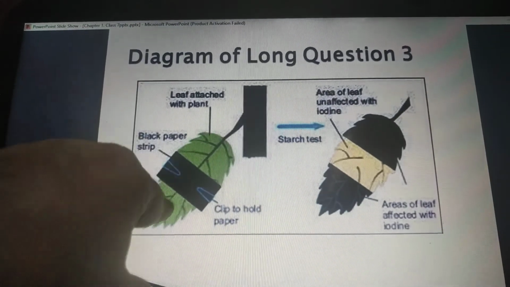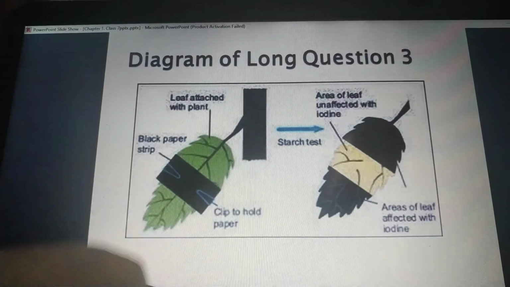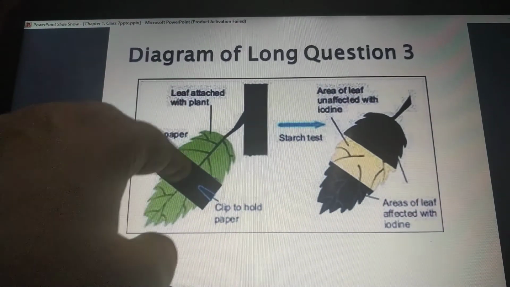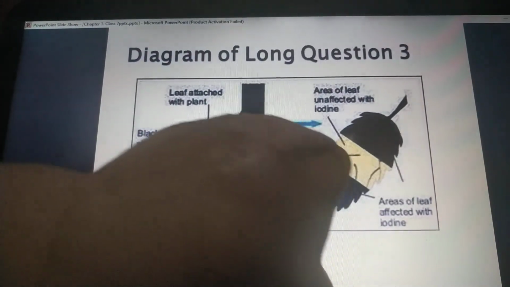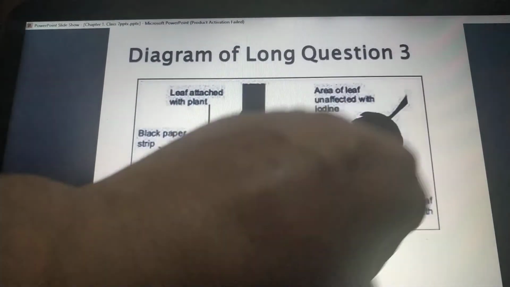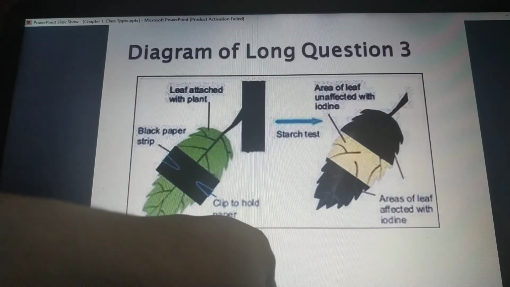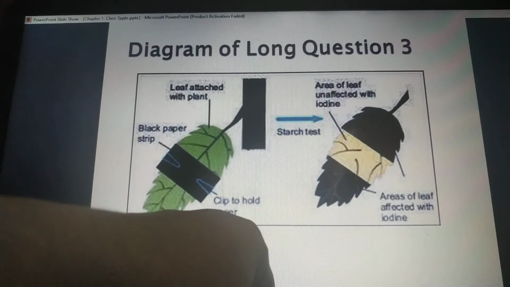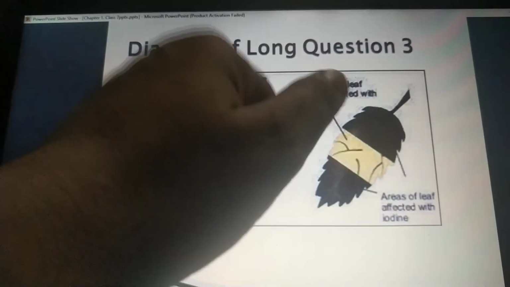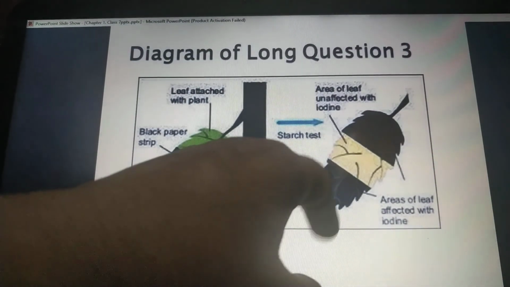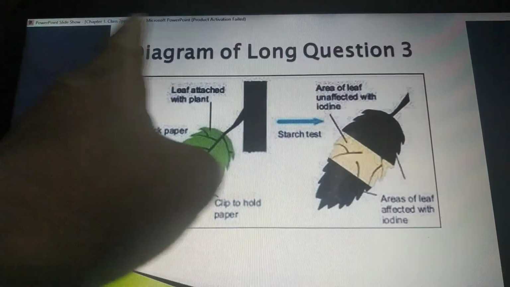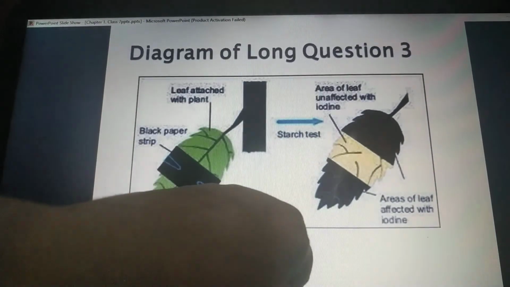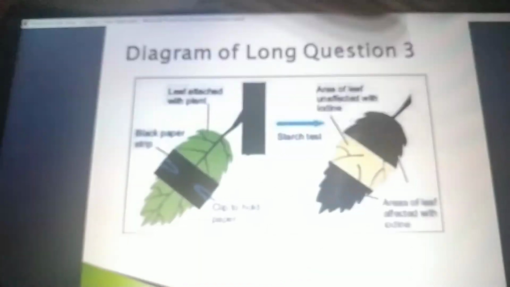Then the part which was not covered by the black paper shows the presence of starch, meaning this part gives a blue-black color. But the part which is covered by the black paper strip does not show such a blue-black color, meaning this part hasn't performed photosynthesis. This is because where we put the paper strip, sunlight is not entering this part, and the rest of the part is receiving the sunlight.